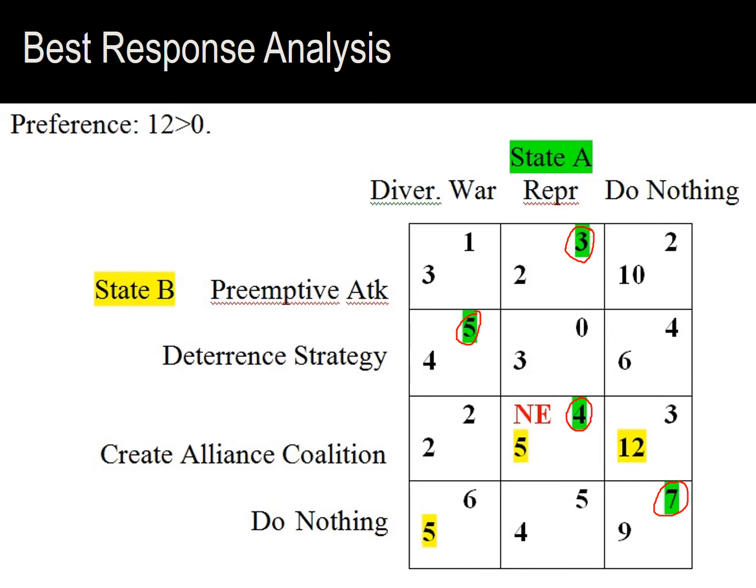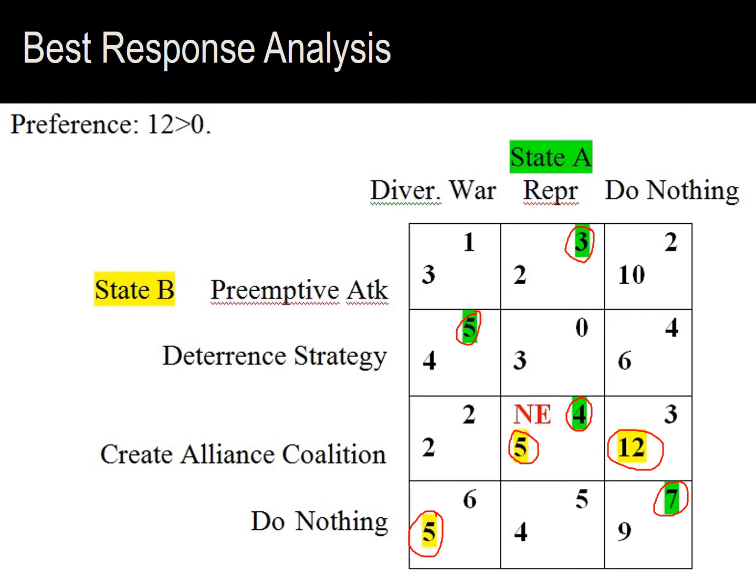Now we do the same for state B. So state B looks at the different columns. In terms of the diversionary war column of state A, the highest payoff is a 5. In terms of state A's repression column strategy, the highest payoff is a 5 for state B. And finally, looking at state A's do nothing column, the highest payoff for state B is 12.